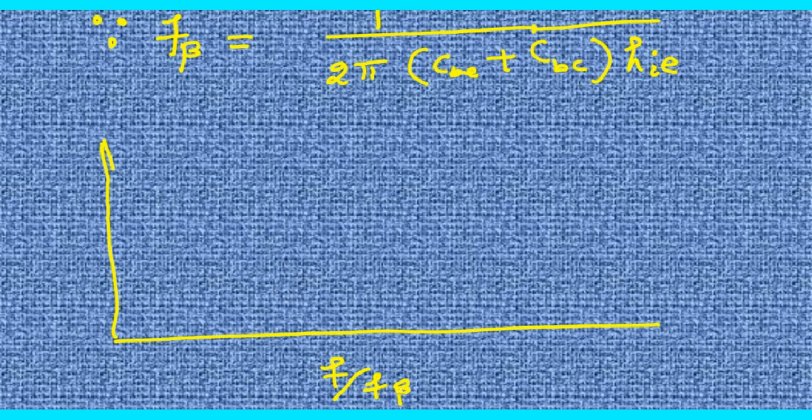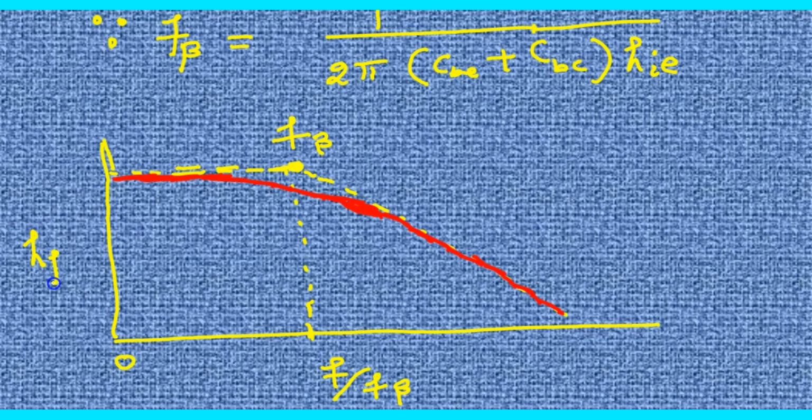Now if we plot a graph between f upon f beta versus HFE in decibel, then like this is the asymptote, and this is the actual curve. The actual curve is like this, and the asymptotes meet at this point. This is f beta.